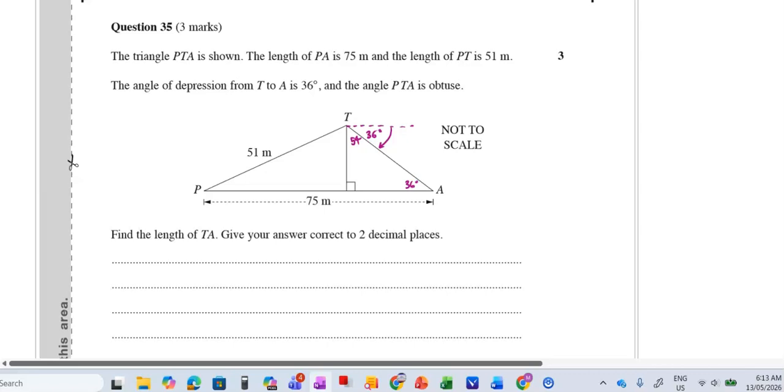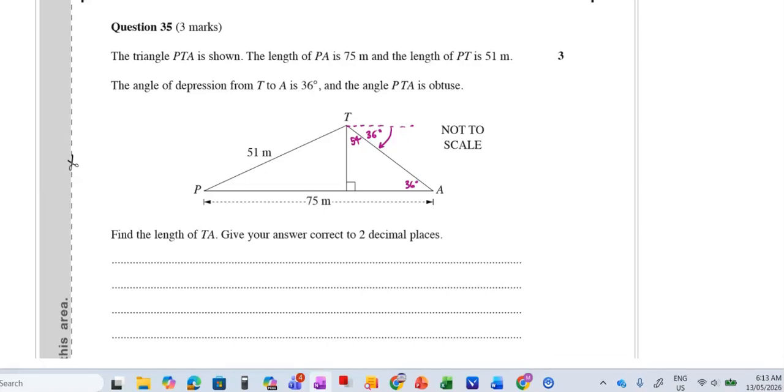Let's have another angle here, which I might call beta. And I'm going to need to figure out what that is. And I know that beta plus 54 is more than 90 because obtuse means between 90 and 180. Okay, we've done enough now to set up the sine rule.